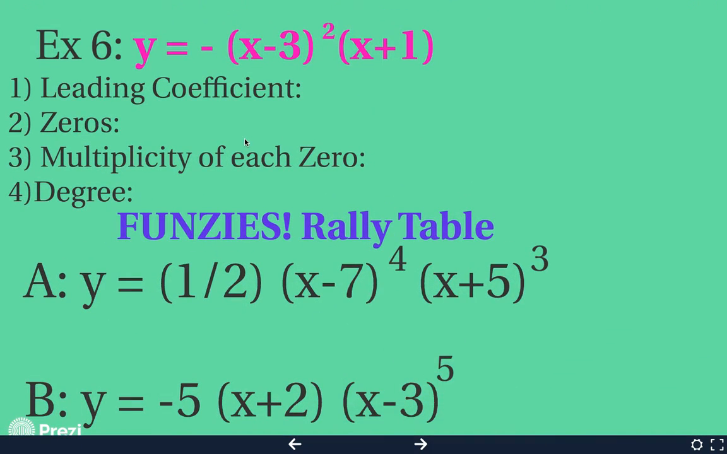Alright, so in example 6, you're going to be working with factored form. So you're going to be finding the leading coefficient, then finding the zeros of the polynomial, then the multiplicity of each zero or the exponents, and then the degree. So go ahead and pause the video and watch example 6 and have a blast, you guys.